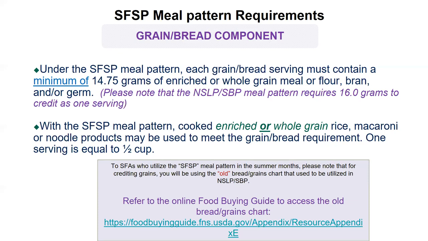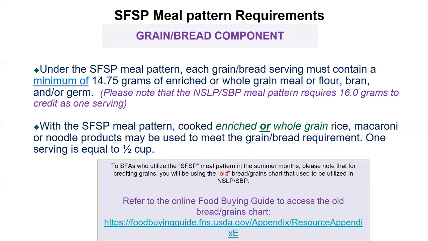it kind of split how grains are credited between those two programs. So in a sense, one easy way to think of it is you're going to have a separate bread grain chart with the different groups that you're going to use for SFSP if you choose to follow the SFSP meal pattern. If your school system is doing SFSP and you're still following National School Lunch and School Breakfast, you're going to stick to the same way that you credit your bread grains in the school year. However, if you're doing SFSP meal pattern, there is a separate chart and it actually requires a little bit less of each bread grain to be able to credit as one full serving. So there is a difference between the programs.